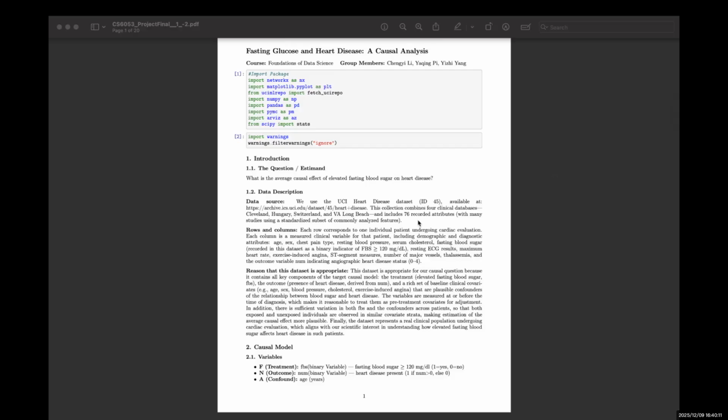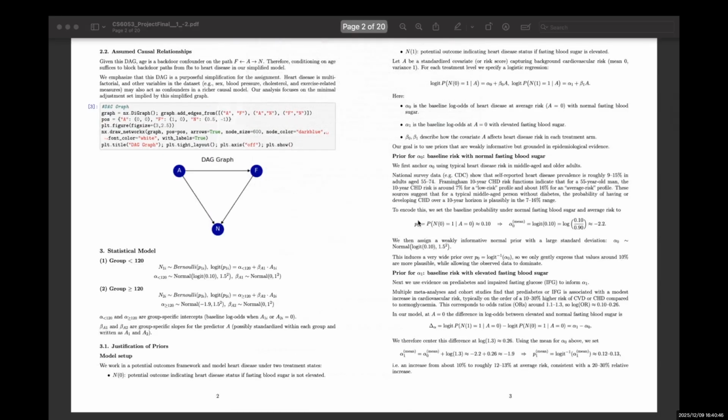For the treatment F, it means the fasting blood sugar. We set F equal to 1 if fasting blood sugar is at least 120 milligrams per deciliter, and F equal to 0 if it is below 120 milligrams per deciliter. For the outcome N, we choose heart disease. We define N equal to 1 if the result shows any heart disease, and N equal to 0 means no heart disease is present. And age, which is a confounder, is a numerical variable. Now I will briefly introduce the causal model.